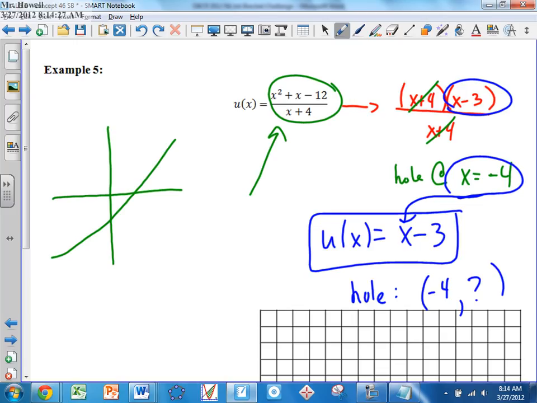It's going to say error if you plug in your calculator. You need to plug it into the simplified form here, because when you plug it into the original form, you get 0 over 0, which is indeterminate.